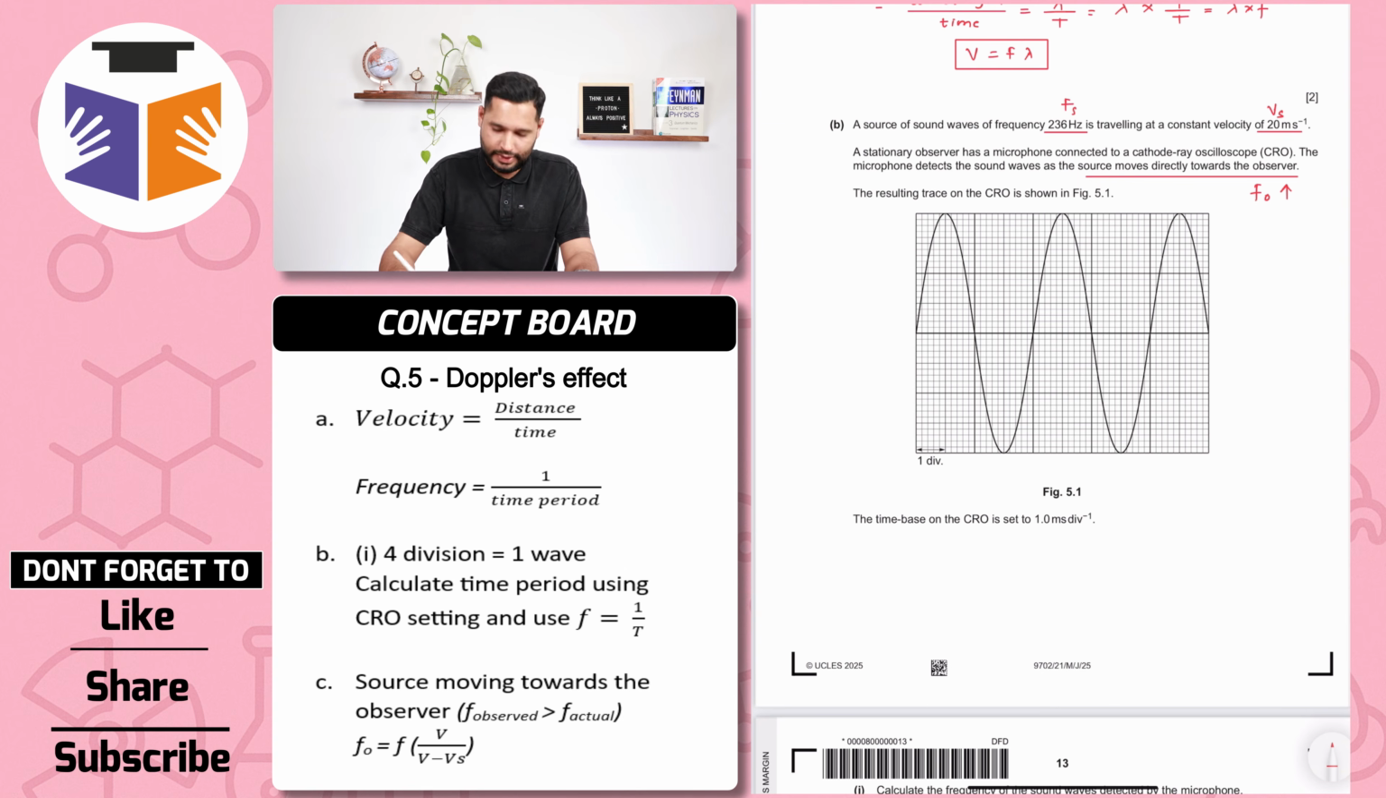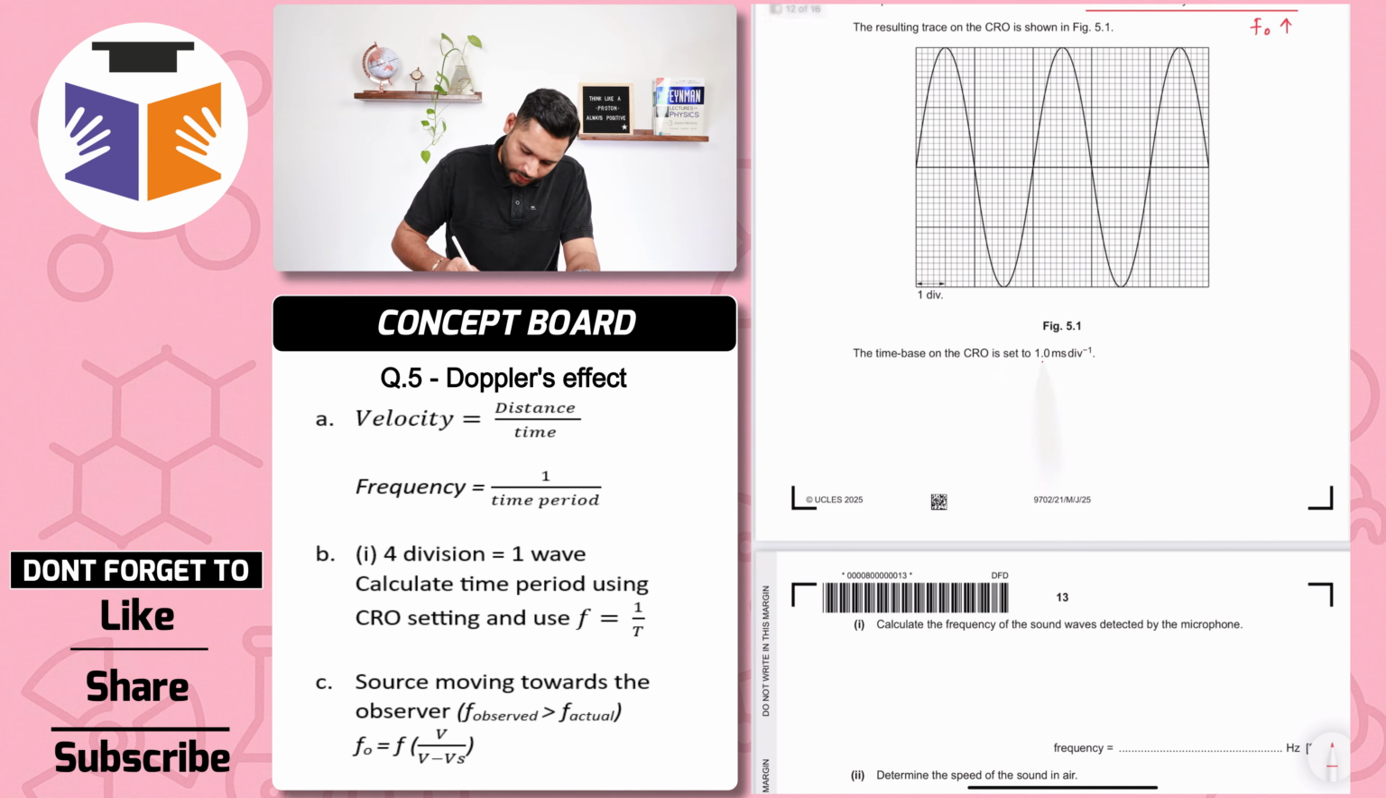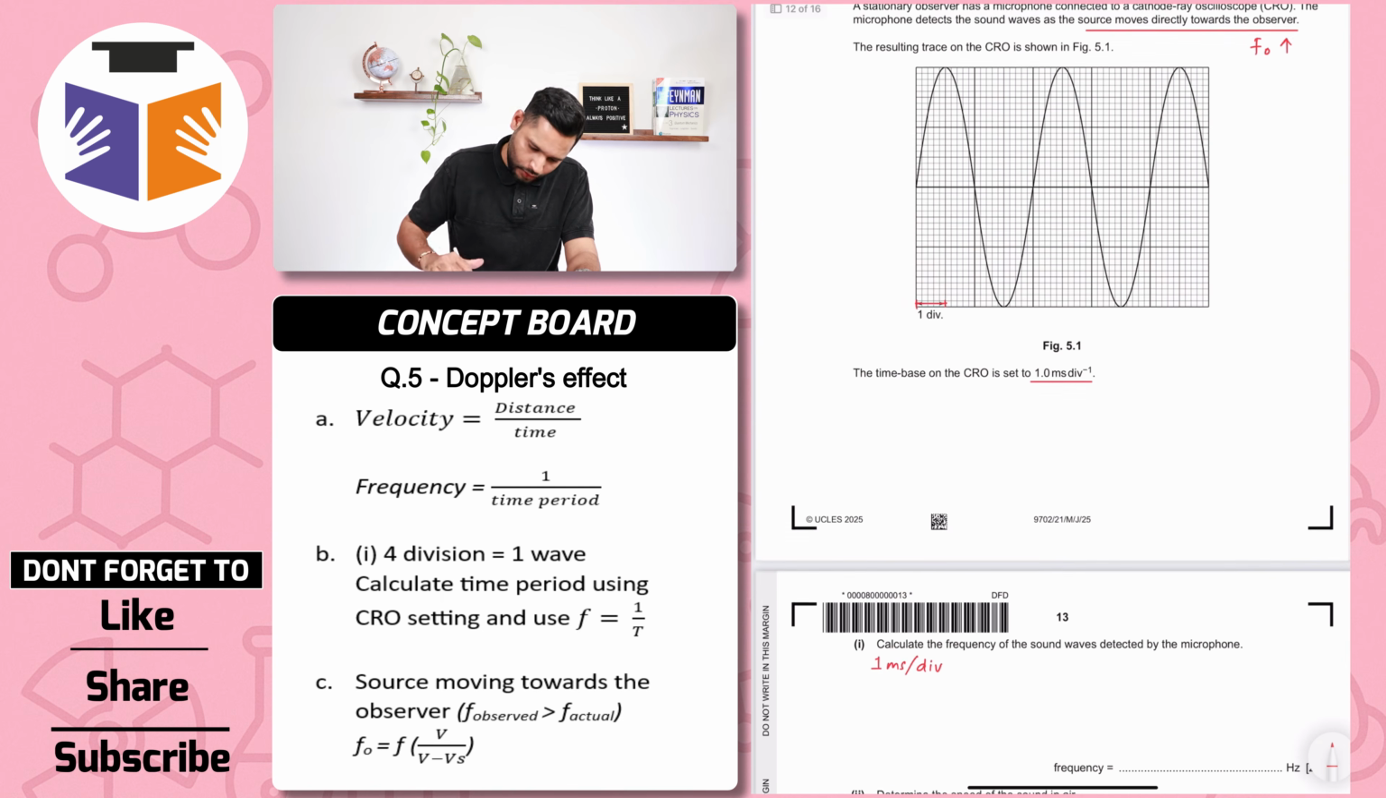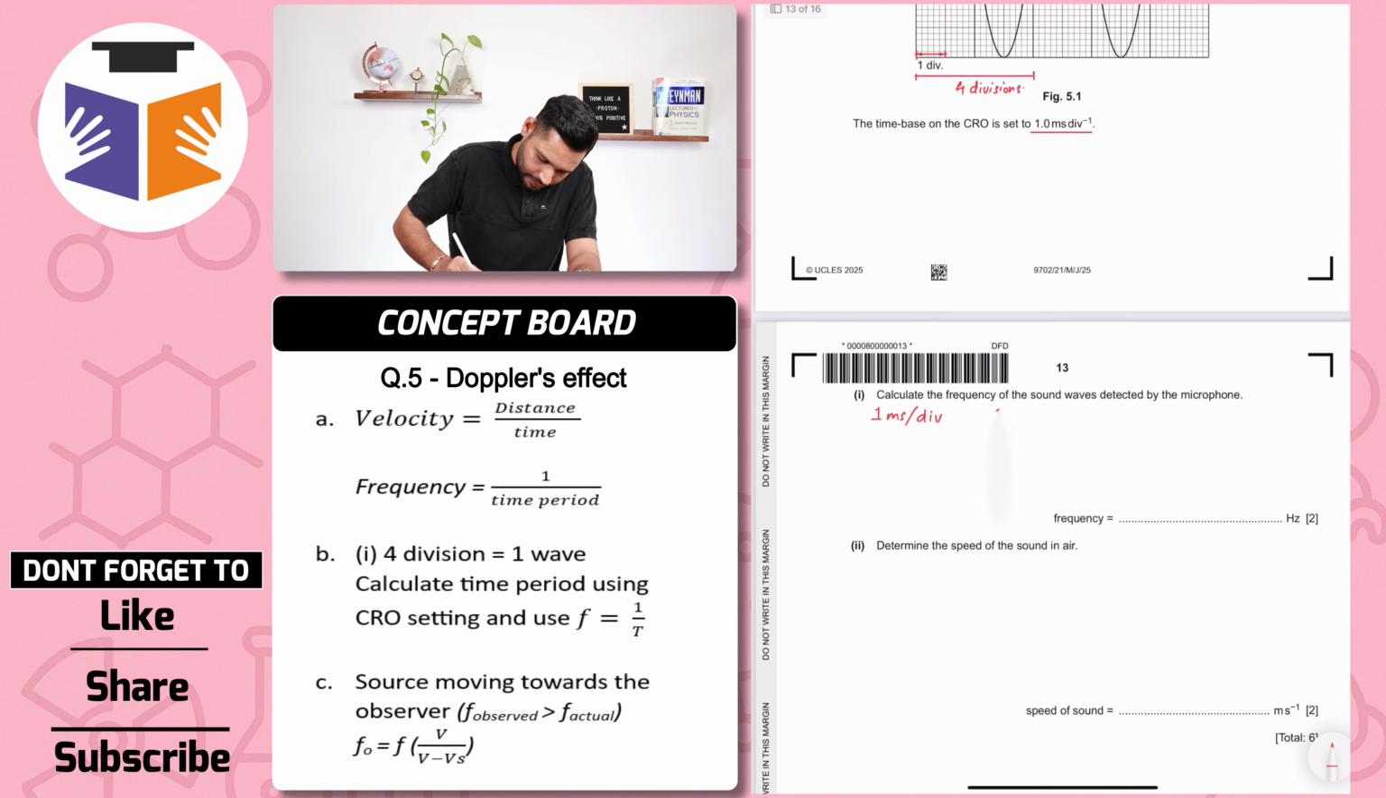So let us write it as Fs. The time-base setting on the CRO is 1 millisecond per division. You can see this is one division, which is of 5 boxes. Calculate the frequency of the sound wave detected by the microphone. The setting on the CRO is 1 millisecond per division, and you can see for one wavelength how many divisions are considered here. These are 4 divisions. So one wavelength is 4 divisions.